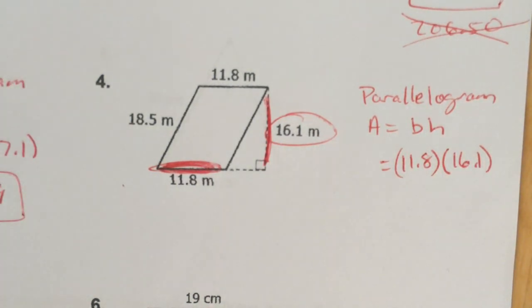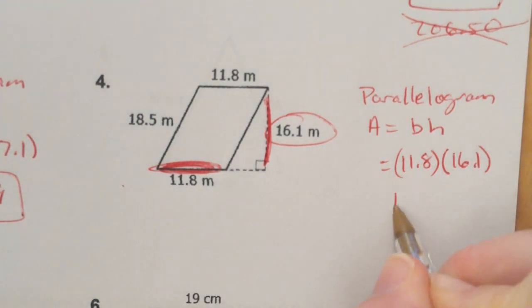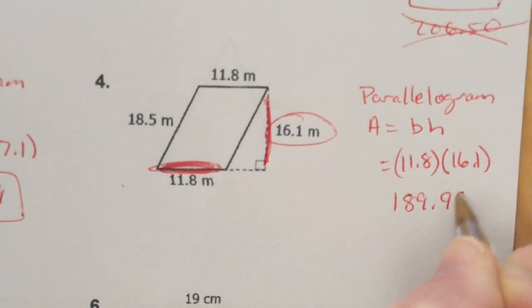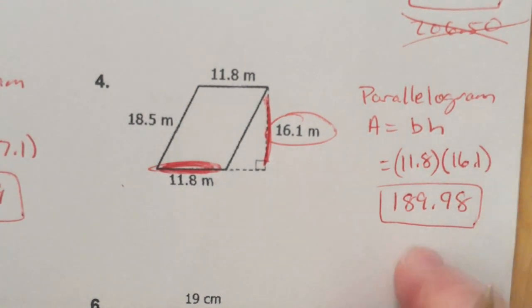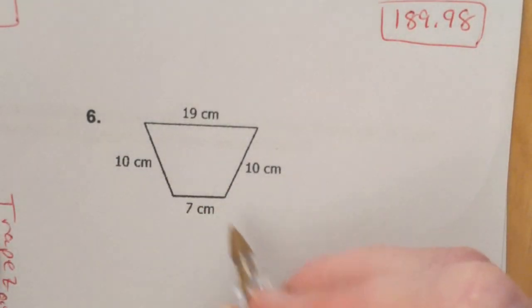All right, so 11.8 times 16.1, you put that in the calculator, and you get 189.98. That's already to the nearest hundredth. And there's our answer.